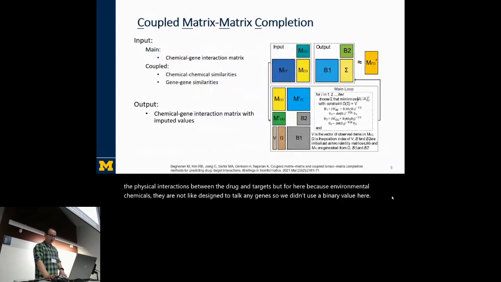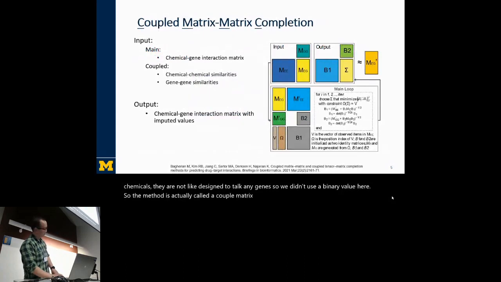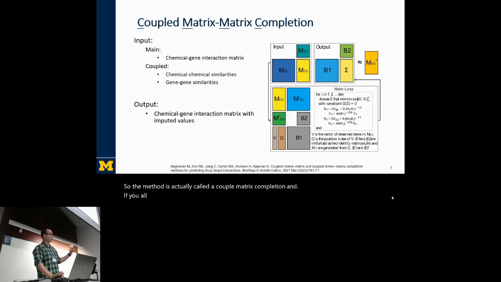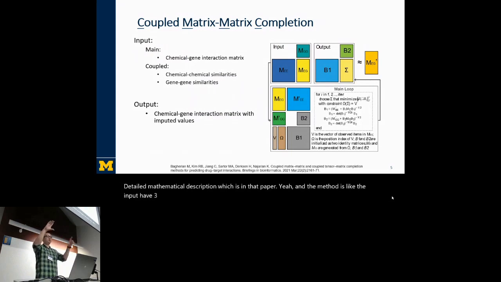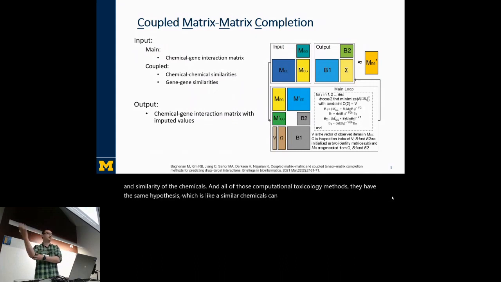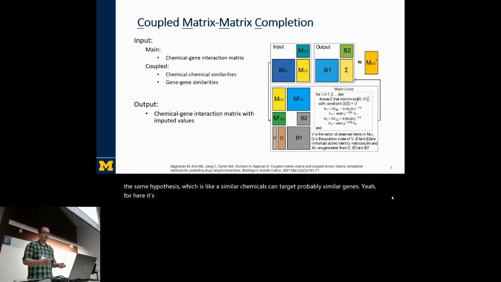So the method is called coupled matrix completion, and the detailed mathematical description is in that paper. The input has 3 matrices. The main matrix contains the interaction values, where the row can be gene and the column can be chemical. The other 2 matrices are the similarity of the genes and the similarity of the chemicals. All of those computational toxicology methods have the same hypothesis, that similar chemicals probably target similar genes, and that is also the hypothesis here.